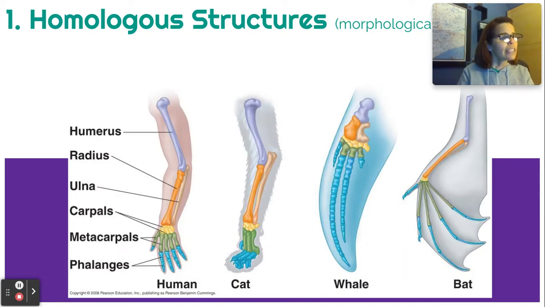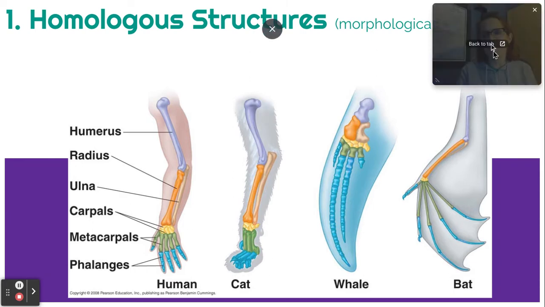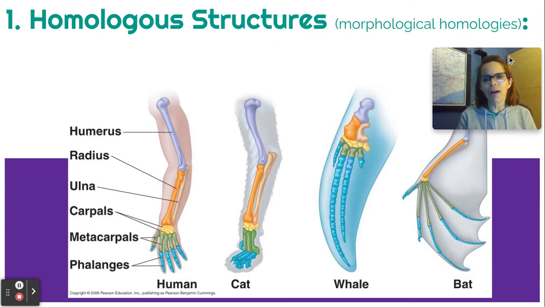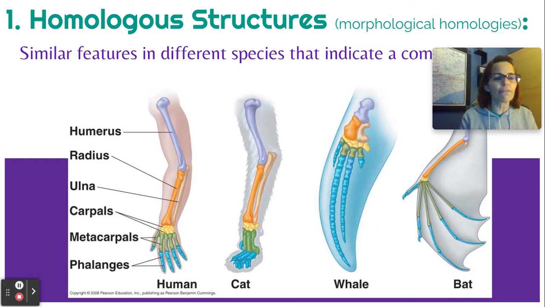Okay, now let's talk about kind of just general evidence for evolution. Homologous structures, your learning targets refer to them as, very fancy term, morphological homologies. Morph means shape, and homo means same. So these shapes are the same. So homologous structures are structures that are in different species, but may indicate a common ancestor.